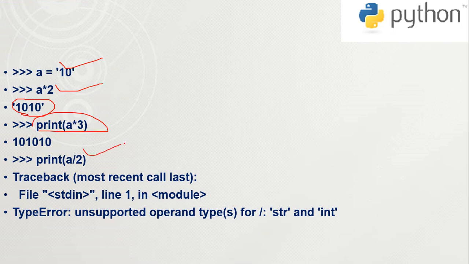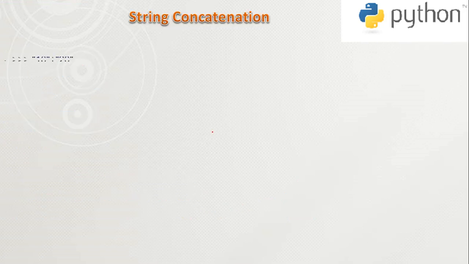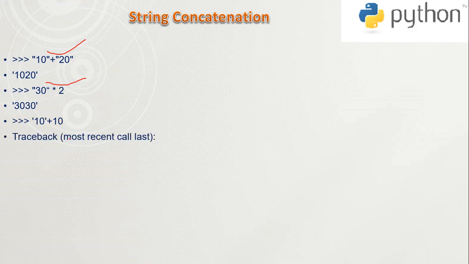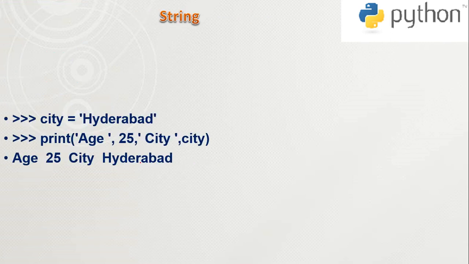But we can't perform other operations like division or percent. We can perform only these operations, plus and multiplication. So, unsupported, that's why it is giving an error: unsupported operand types, string and integer. So we cannot perform that. Strings can be concatenated, so this is acceptable. This will give an error because this is a string and this is a numeric value. That's why it is giving an error.